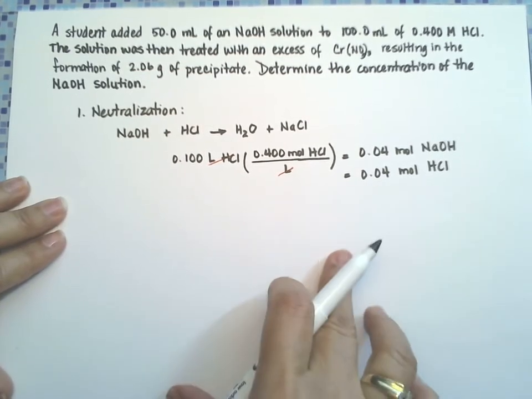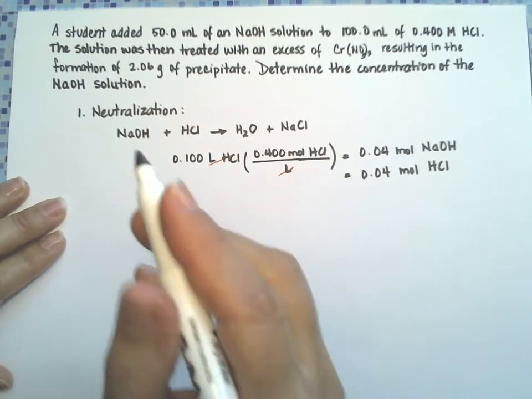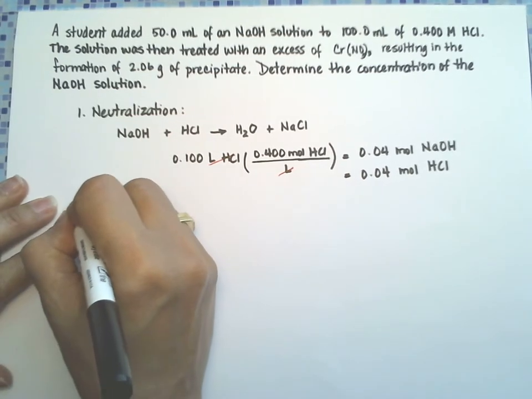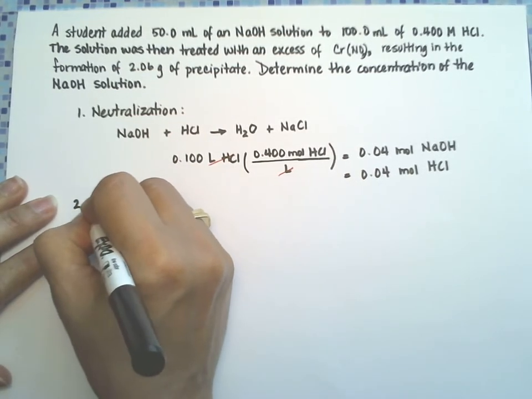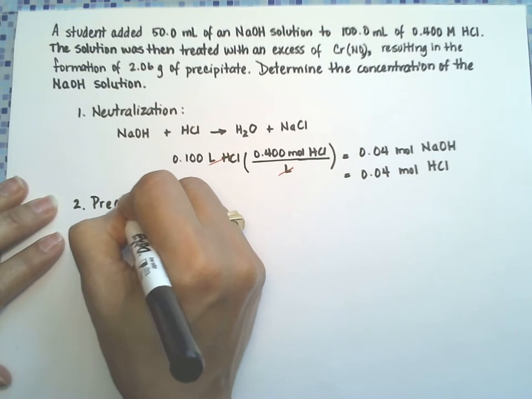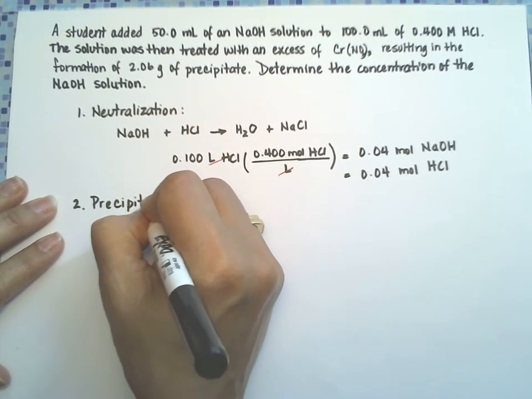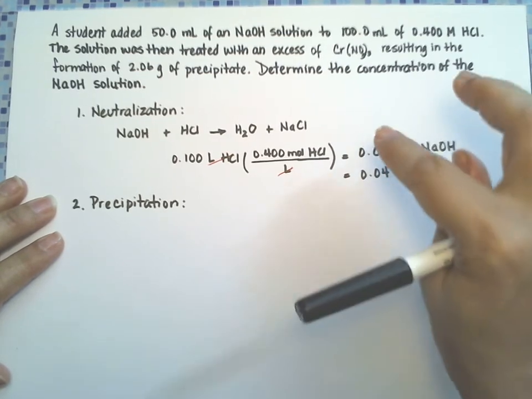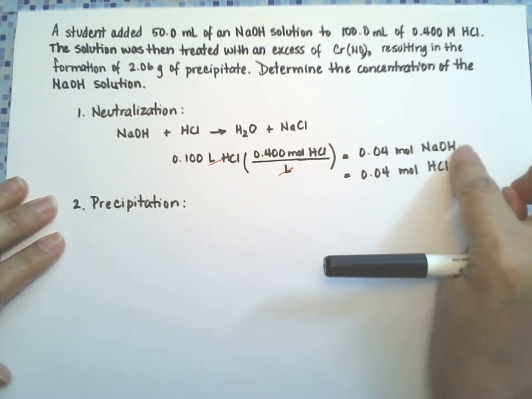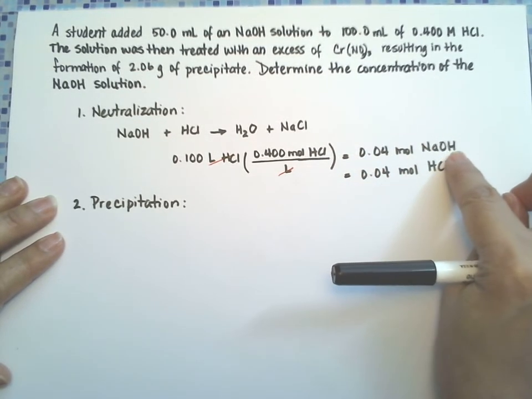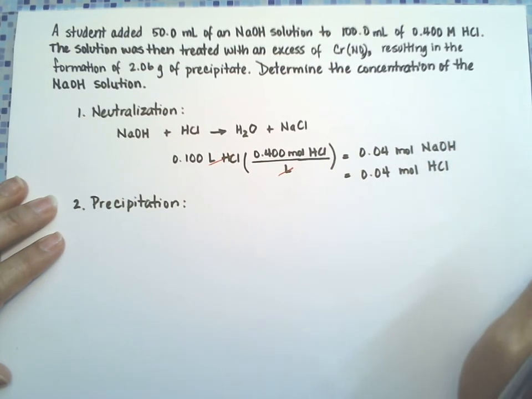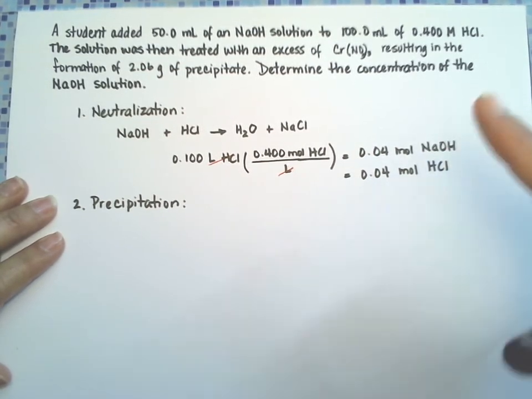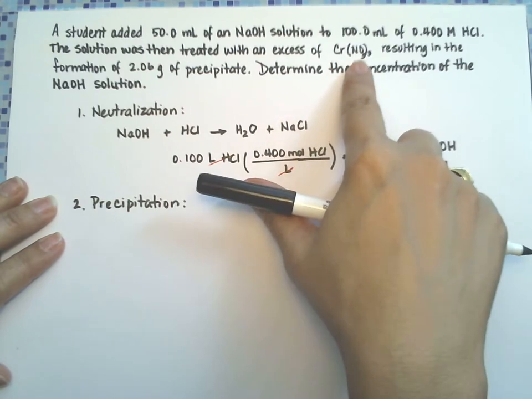All right, let's go to the second part. That's a little bit more complicated, but not too much. Nothing to worry about. So it's a precipitation reaction. So the first reaction, I consumed 0.4 moles of sodium hydroxide. There was something left over because then it reacted with chromium nitrate.